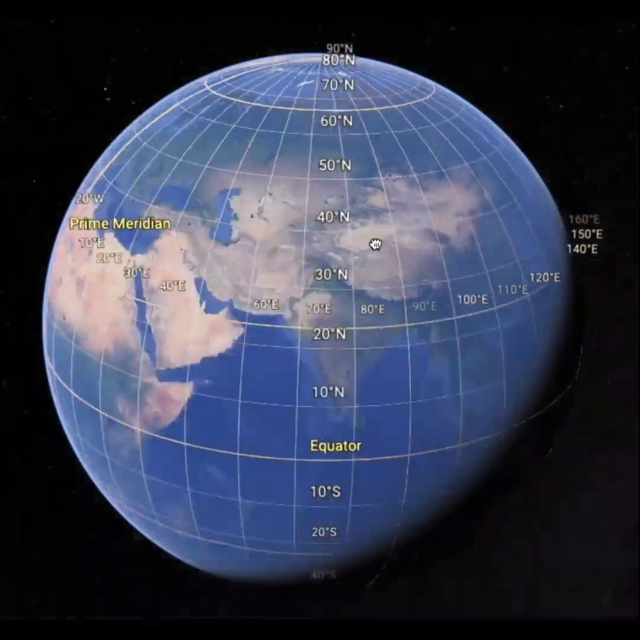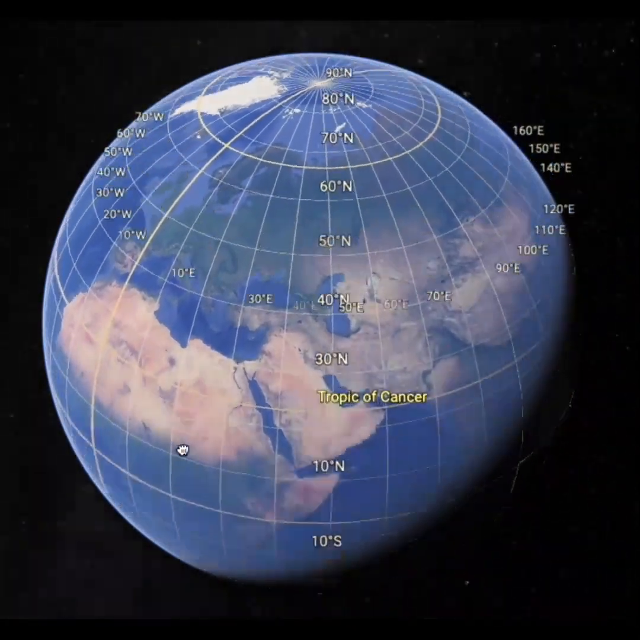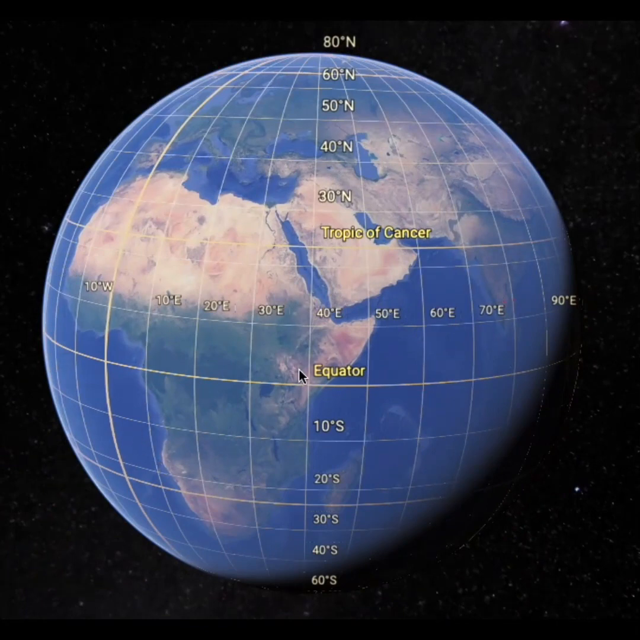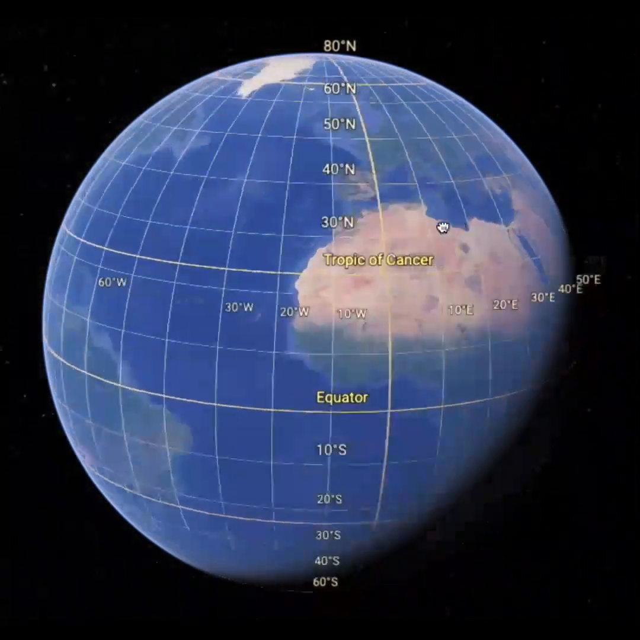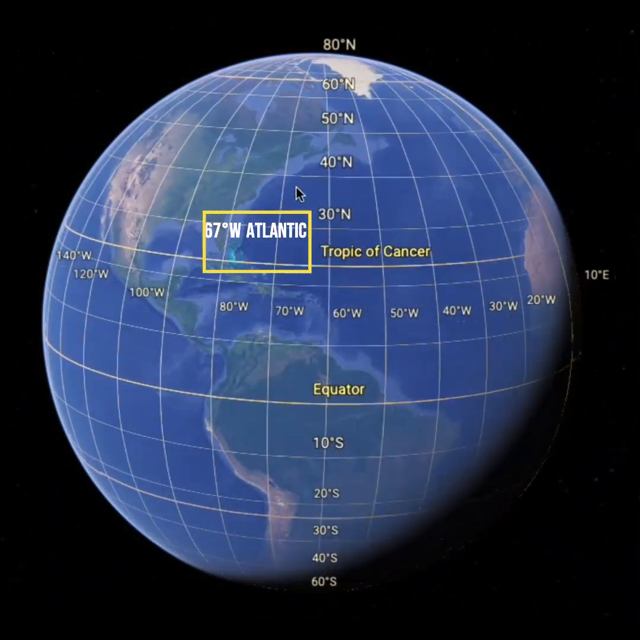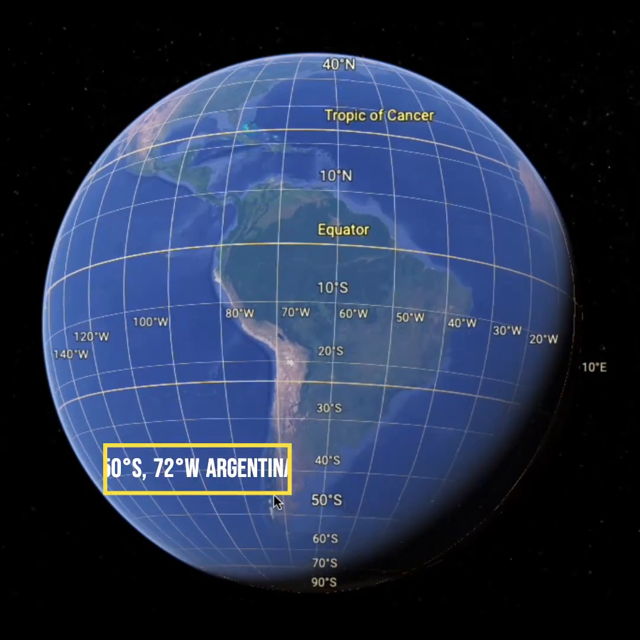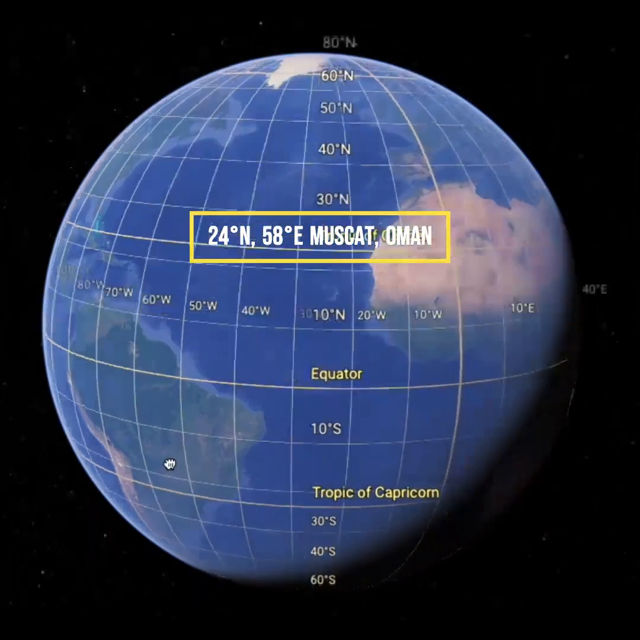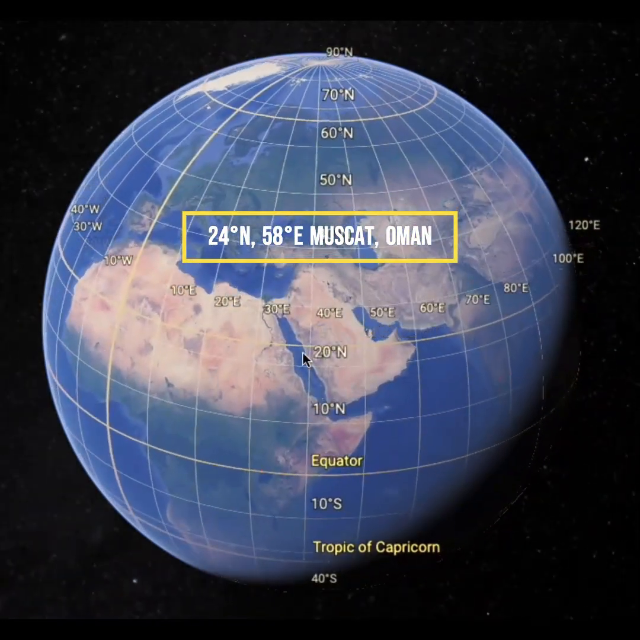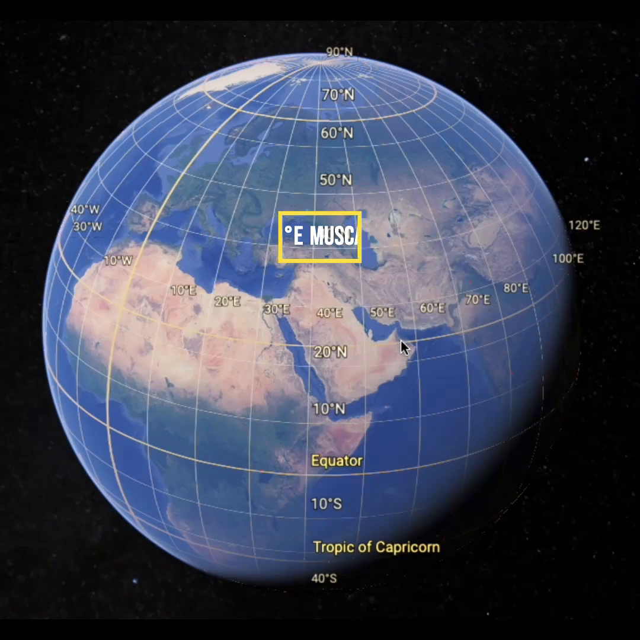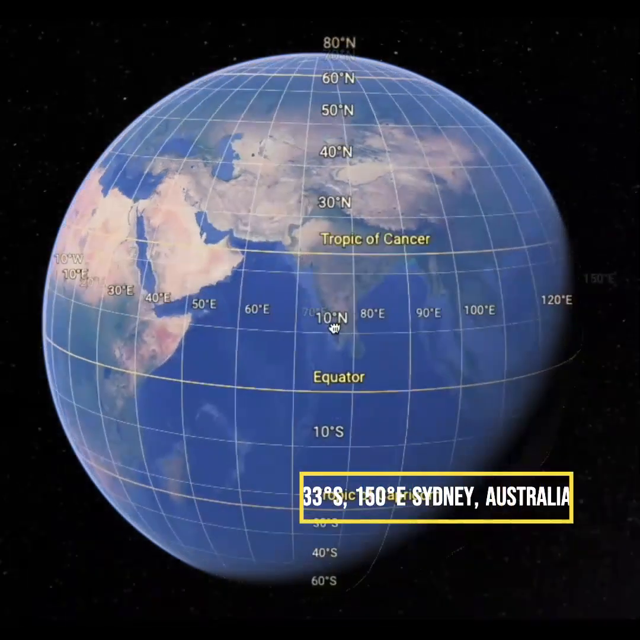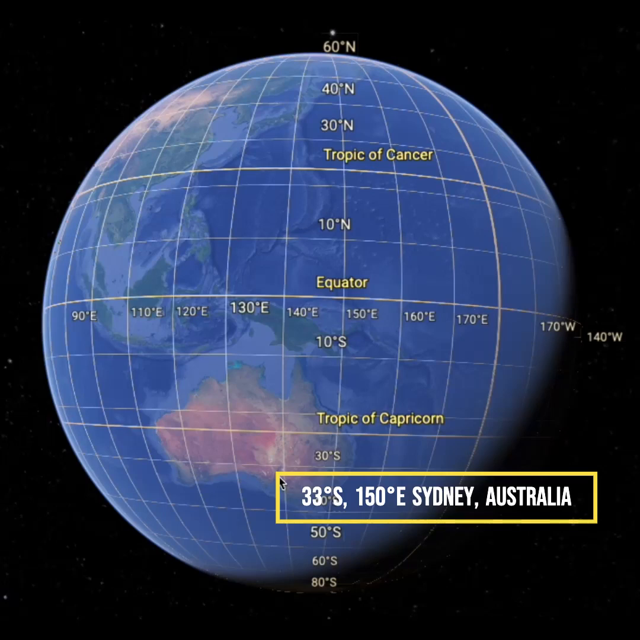So, now locating the places of the given coordinates in a broader sense: 35 degrees north, 67 degrees west is Atlantic Ocean. 50 degrees south, 72 degrees west is Argentina. 24 degrees north, 58 degrees east is Muscat, Oman. 33 degrees south, 150 degrees east is Sydney, Australia. Explore your coordinates and have fun.